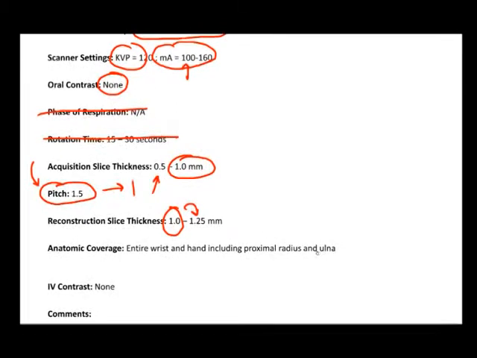Anatomic coverage is going to be the entire wrist and hand, including the proximal radius and ulna. So notice we're doing a combination scan of wrist and hand. So you definitely want to get all of the wrist and all of the hand. Another thing that the book that I got this from doesn't really tell you is that every department has their way of scanning extremities and scanning hands and wrists. It seems like hands and wrists are the most difficult to figure out how to best effectively do, because no matter how you try and scan it, it's going to be a little awkward for the patient.